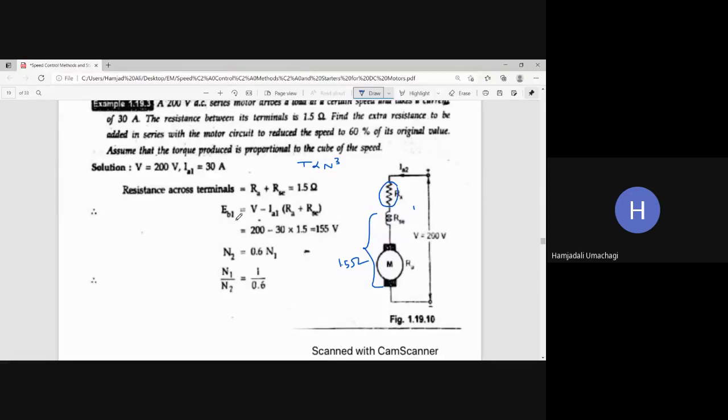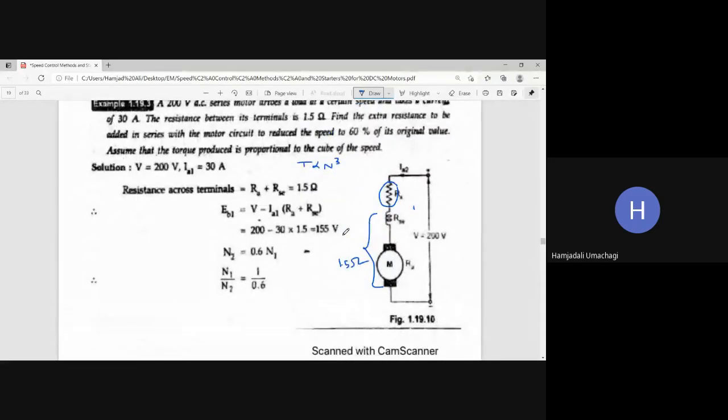So Eb1 is equal to: input is 200, Ia1 is 30, then Ra plus Rse is 1.5. So this back EMF Eb1 is 155 volts.